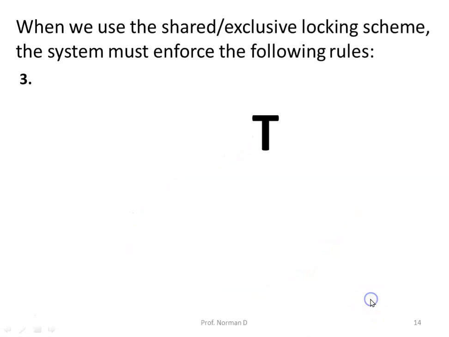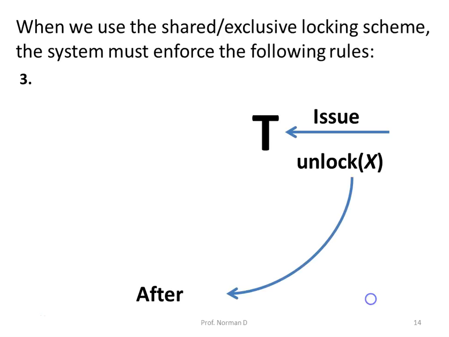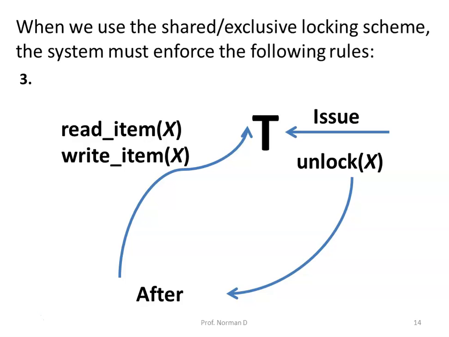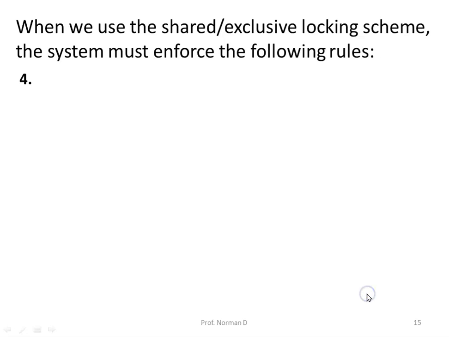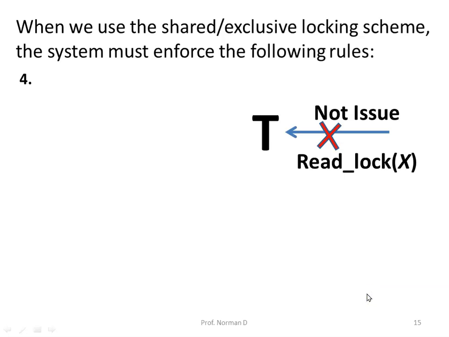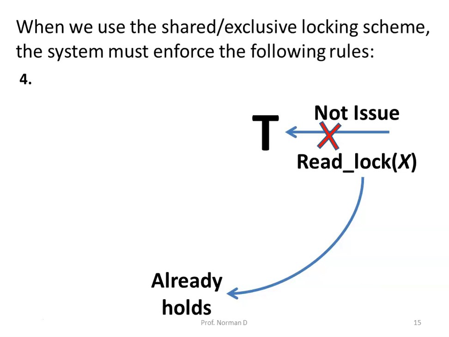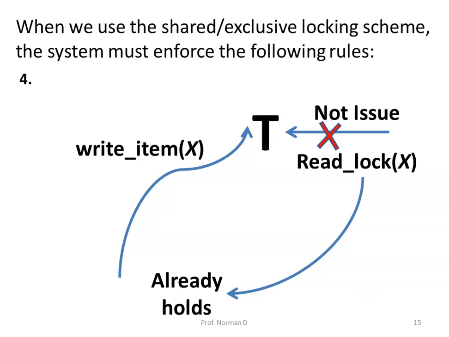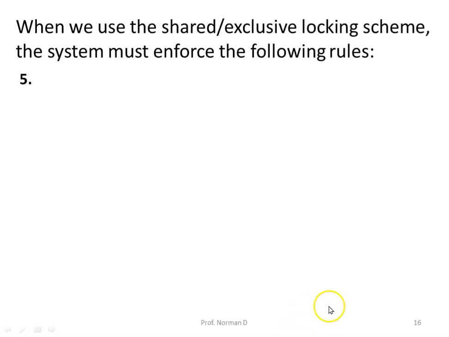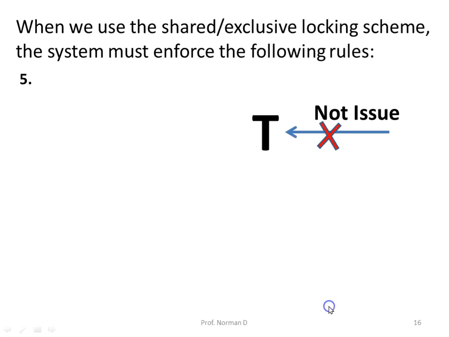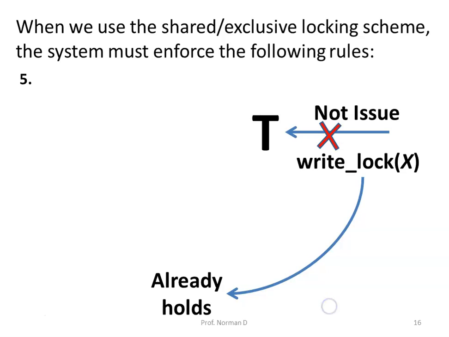The third rule: a transaction T must issue the operation unlock X after all read item X and write item X operations are completed in transaction T. The next rule: a transaction T will not issue a read lock X operation if it already holds a read lock or write lock on item X. The next rule: a transaction T will not issue a write lock X if it already holds a read lock or write lock on that item X.